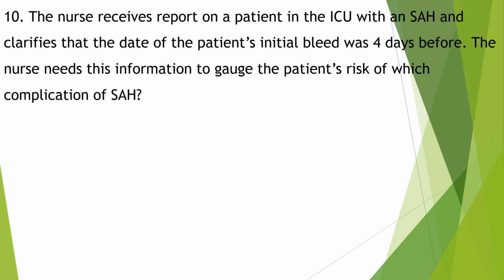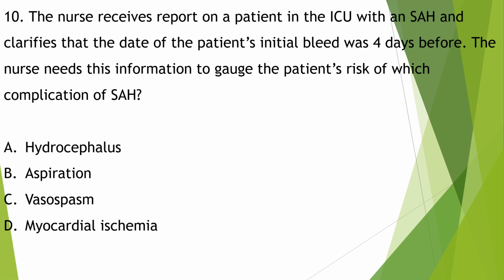The nurse receives report on a patient in the ICU with a subarachnoid hemorrhage and clarifies that the date of the patient's initial bleed was 4 days before. The nurse needs this information to gauge the patient's risk of which complication of subarachnoid hemorrhage. Hydrocephalus, aspiration, vasospasm, myocardial ischemia. So, patients with subarachnoid hemorrhage are at risk for vasospasm from day 4 post-bleed through day 14, and the peak risk for vasospasm is during days 5 through 9.